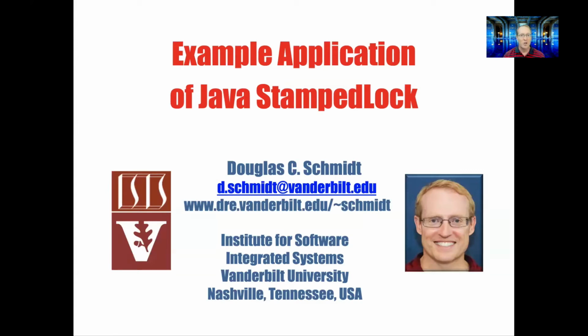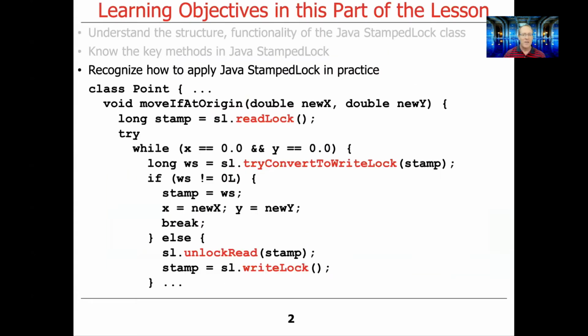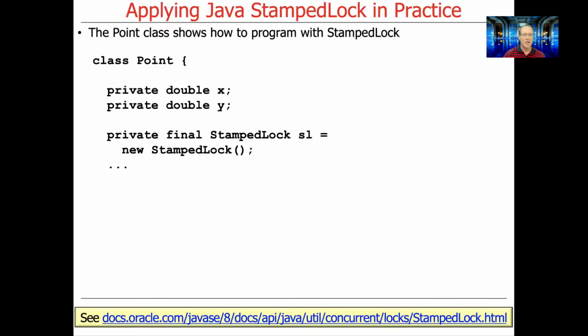Now that we've looked at the structure, functionality, and key methods in Java StampedLock, let's take a look at how you could apply it in practice. This is going to show off a bunch of interesting use cases that are actually covered in the Java documentation. If you go take a look at the Java documentation, you'll see these examples, but of course, I've gone through them in a bit more detail to walk through them step by step and explain them.